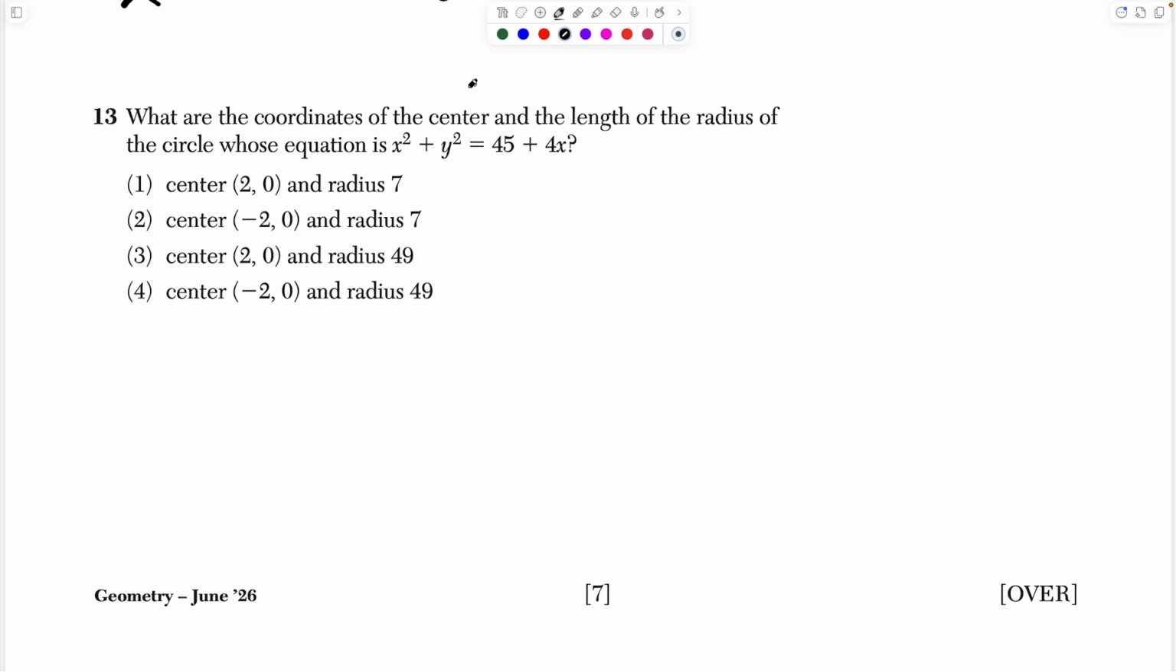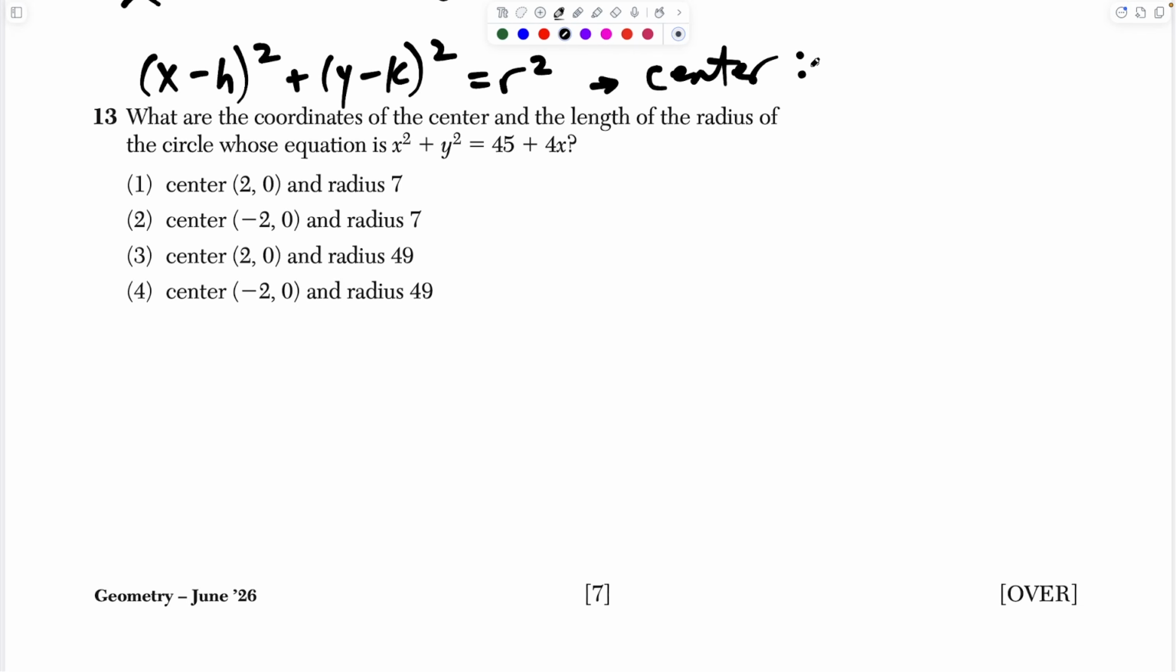Question 13, what are the coordinates of the center and the length of the radius of the circle whose equation is x squared plus y squared equals 45 plus 4x? For this question, a few things we have to know. One is the equation of a circle: (x minus h) squared plus (y minus k) squared equals r squared. When our equation is in this form, we could identify the center. The center is located at the point (h, k), and the radius in this equation is equal to r.